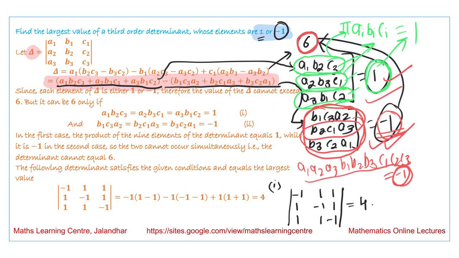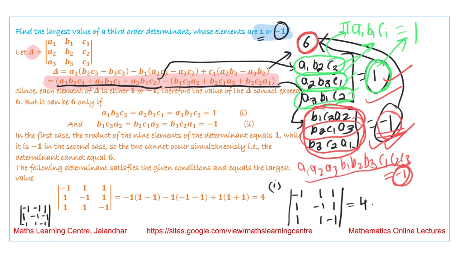Now suppose I am talking about the case where there are two minus 1s. Two minus 1s means minus 1, minus 1, 1. Then it is 1, minus 1, minus 1. And then it is minus 1, 1 and minus 1.